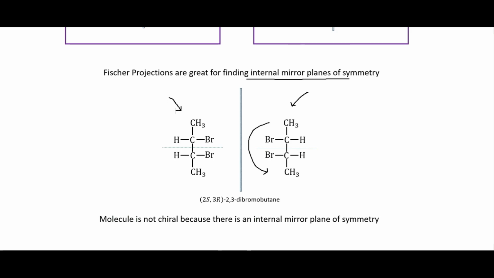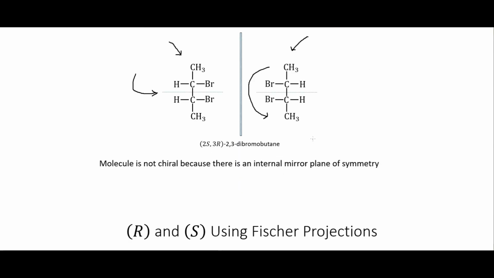And so we know that this is not a chiral molecule, even though it has these two chiral centers in it. But of course, we wouldn't even have to go through this whole exercise, because just from the Fischer projection, we can see that this has an internal mirror plane of symmetry, and we already have established that any molecule with an internal mirror plane of symmetry is an achiral molecule.